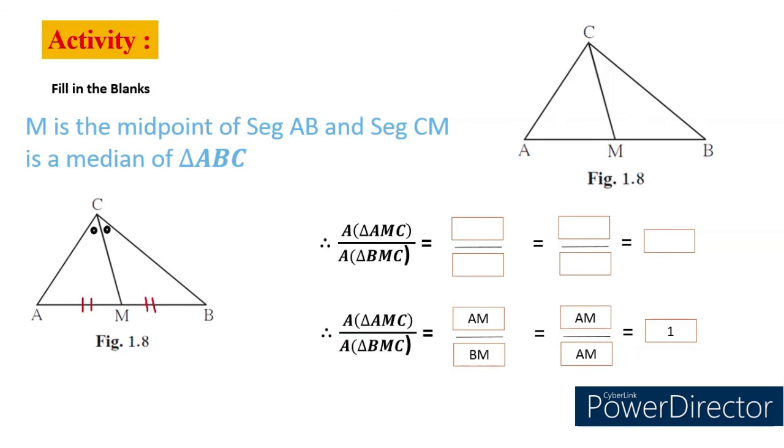Now we can write that the area of triangle AMC divided by the area of triangle BMC is equal to AM divided by BM. As we know, AM and BM are equal, hence the answer will be 1. As both the triangles have equal height, we are going to consider AM divided by BM. So here the answer is 1. The height is the same for both the triangles and M is the midpoint, therefore AM equals BM. This is the reason for the given statement.